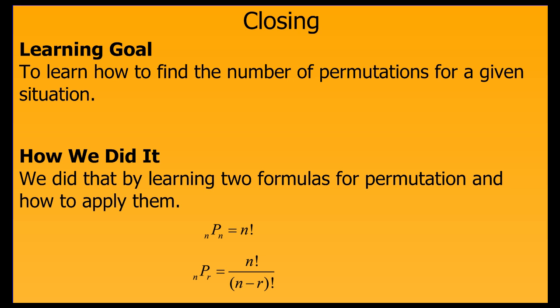In closing, let's review our learning goal. We wanted to learn how to find the number of permutations for a given situation. We did that by learning 2 formulas for permutations and how to apply them. The formula for n objects n at a time is n factorial. And the formula for the number of permutations of n objects taken r at a time is n factorial over n minus r, the entire quantity, factorial.